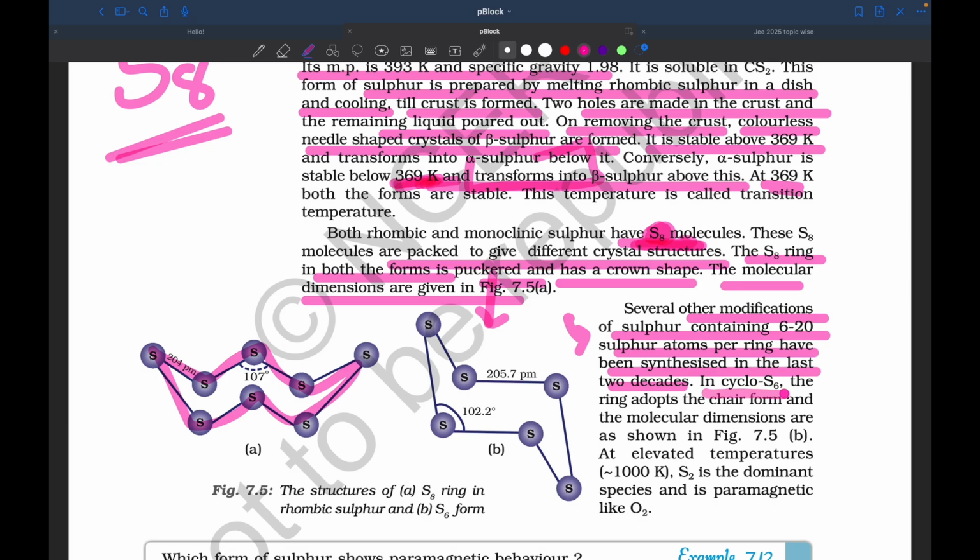In cyclo S6, the ring adopts the chair form. This is the chair form. And molecular dimensions are shown in this one. At elevated temperature, S2 is the dominant species and is paramagnetic like O2. Yes, these are the points you have to remember.